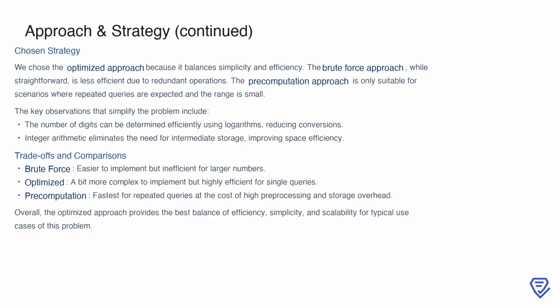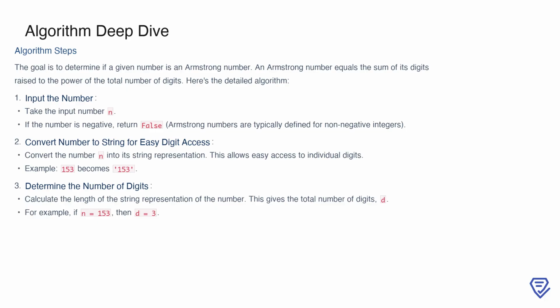To determine if a number is an Armstrong number, we need a clear step-by-step approach. First, we take the input number, which we'll call n. It's important to note that Armstrong numbers are defined for non-negative integers, so if the number is negative, we can immediately return false. Next, we convert the number into its string representation. This makes it easier to access each digit individually without complex arithmetic.